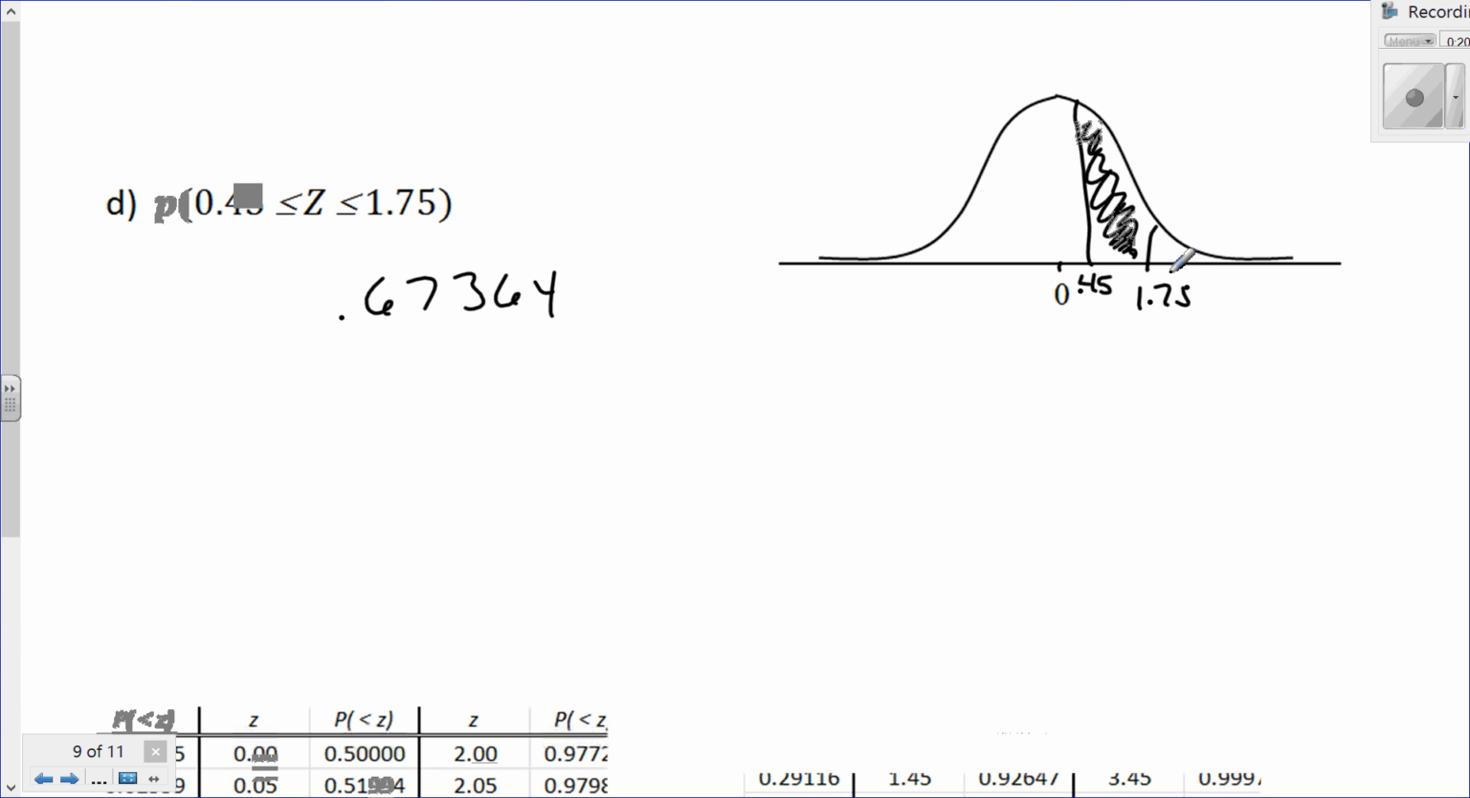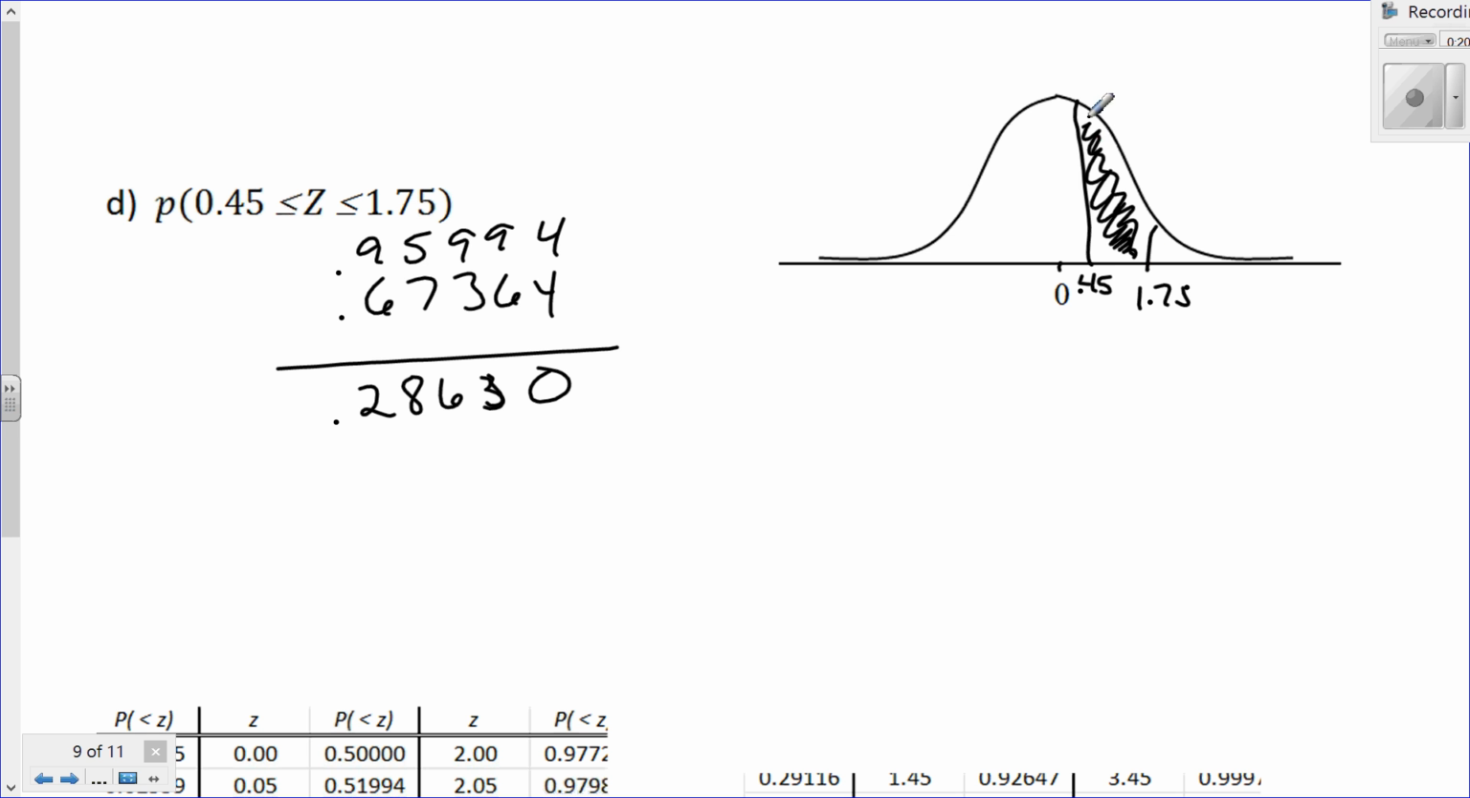And again, I want the area in between, so I'm going to subtract these two numbers. So I'm getting about 28%, 28.6% chance of being in this very short interval, and physically that's represented by this area under the curve.